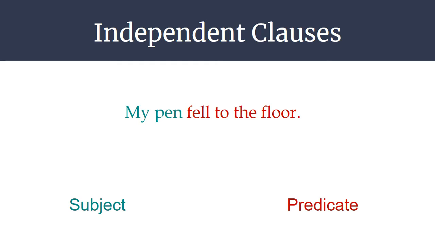Independent clauses can be simpler than this. Here's a much smaller one. The subject is my pen, and the predicate is fell to the floor. They can get even smaller. Here's one. The subject is Ben, the predicate is sings.